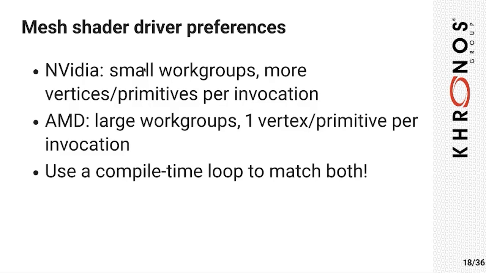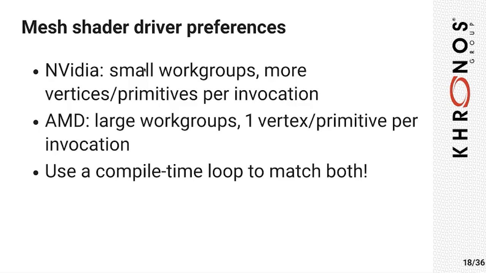So their recommendation is that you should only process 1 vertex, 1 primitive per invocation, and you should have a wider, larger workgroup. So how do you do this? Because it looks like this is a conflicting requirement. How do you write something that can work with both small and large workgroups?